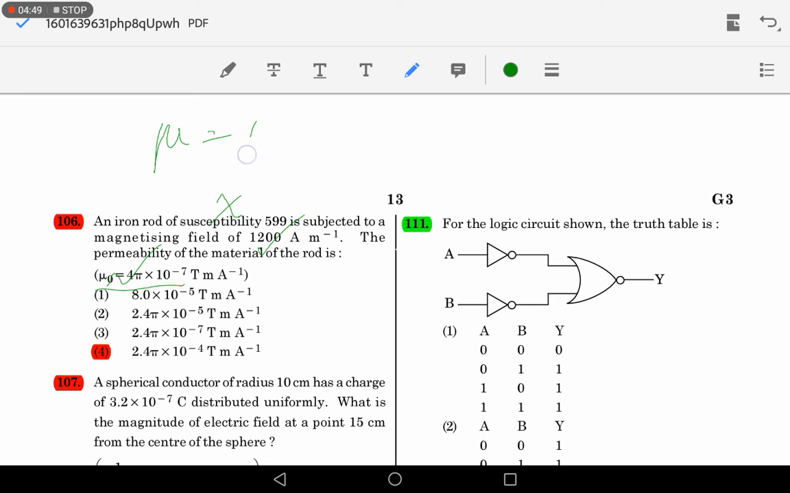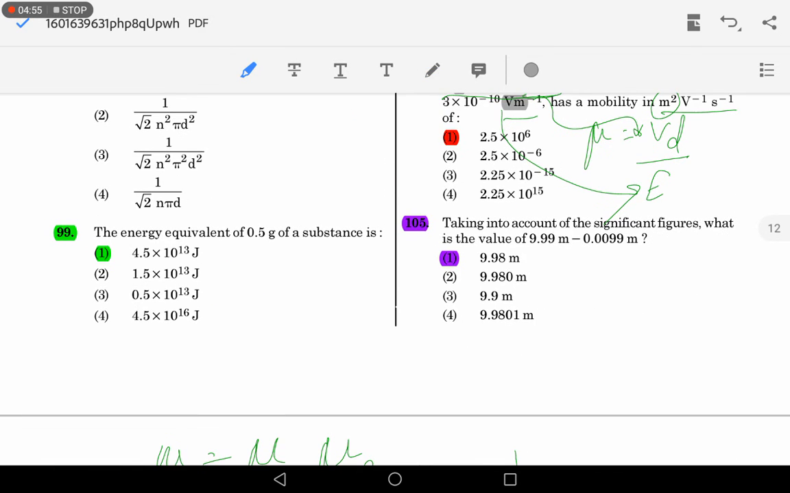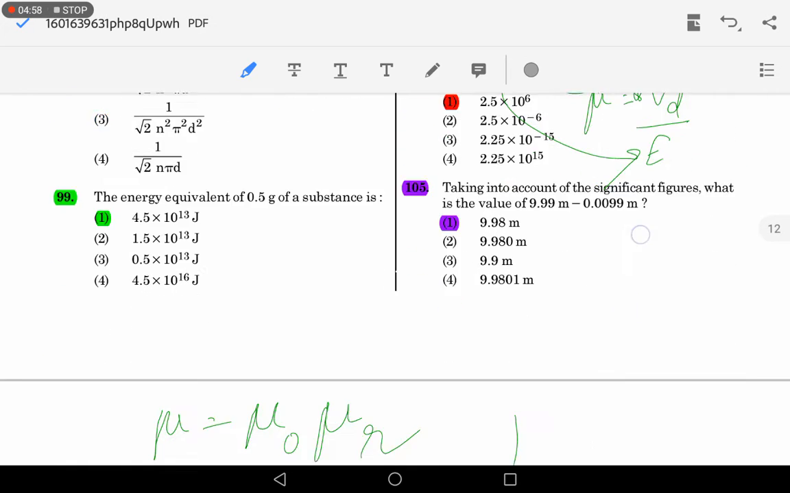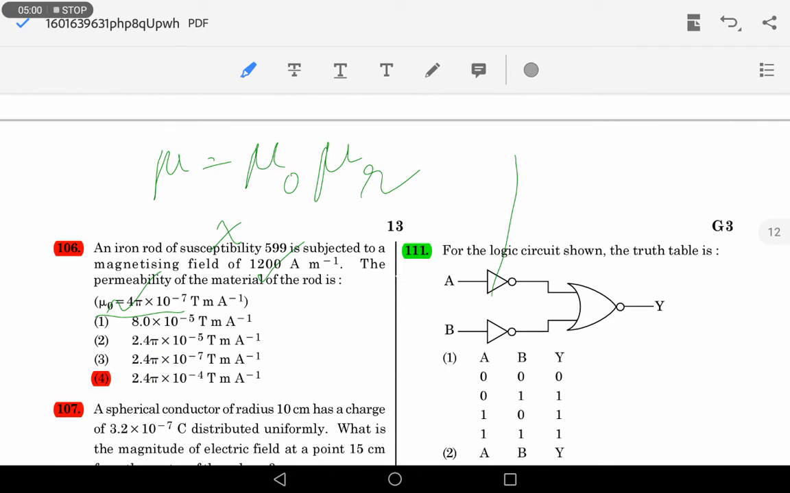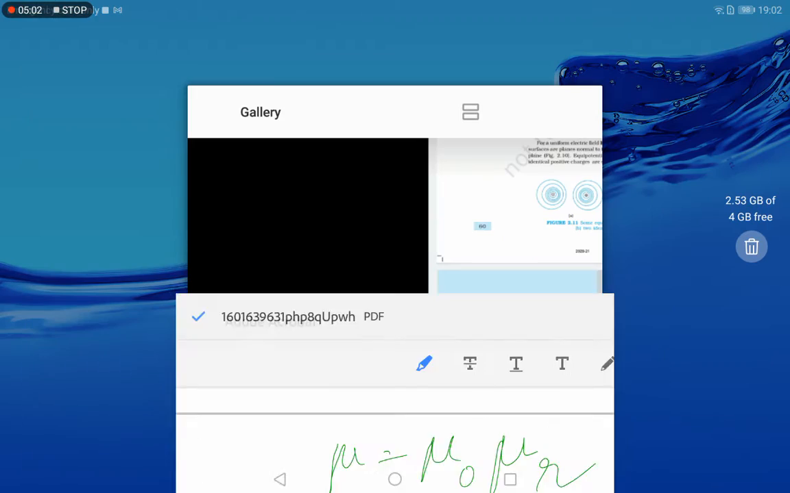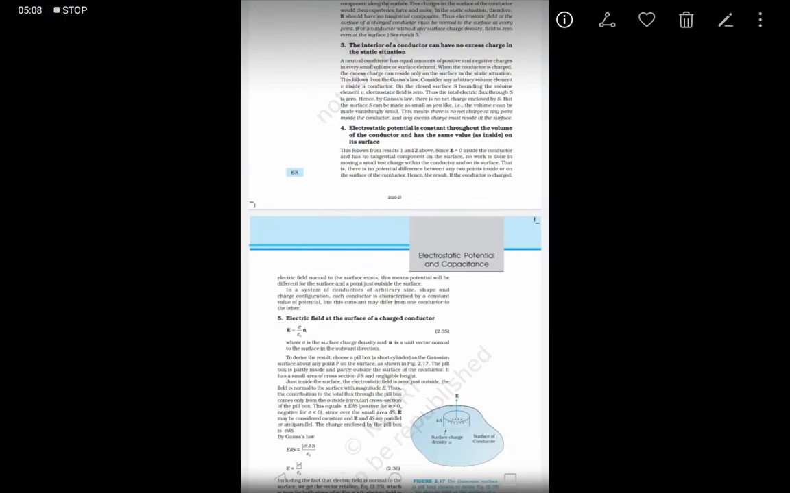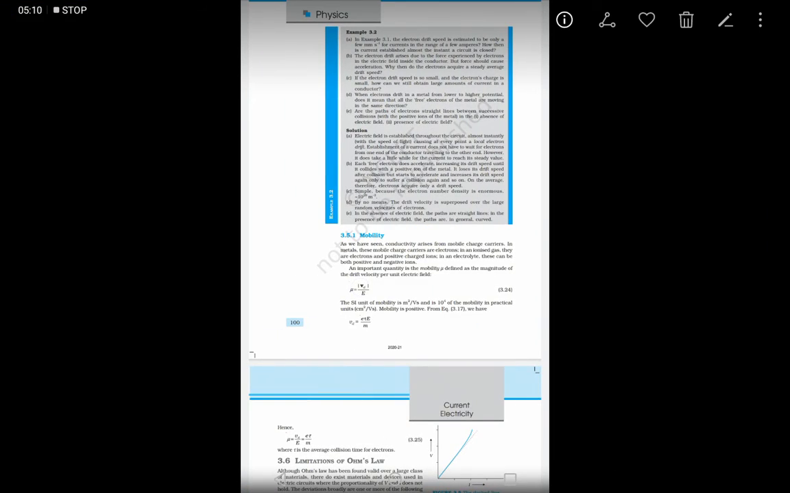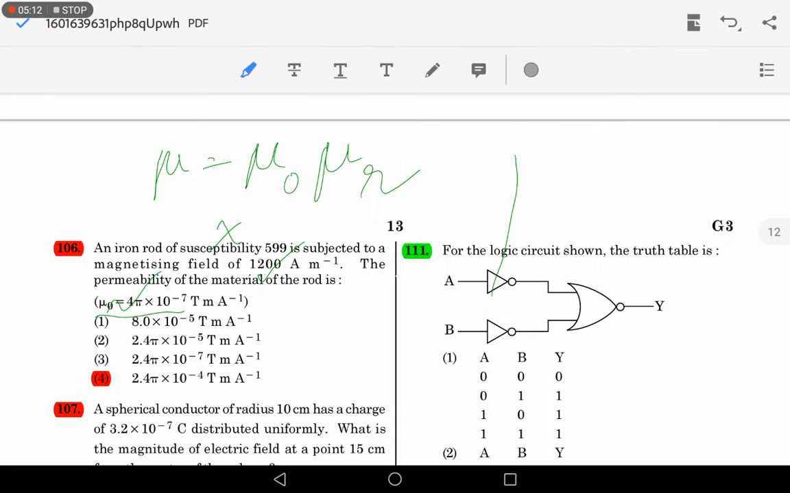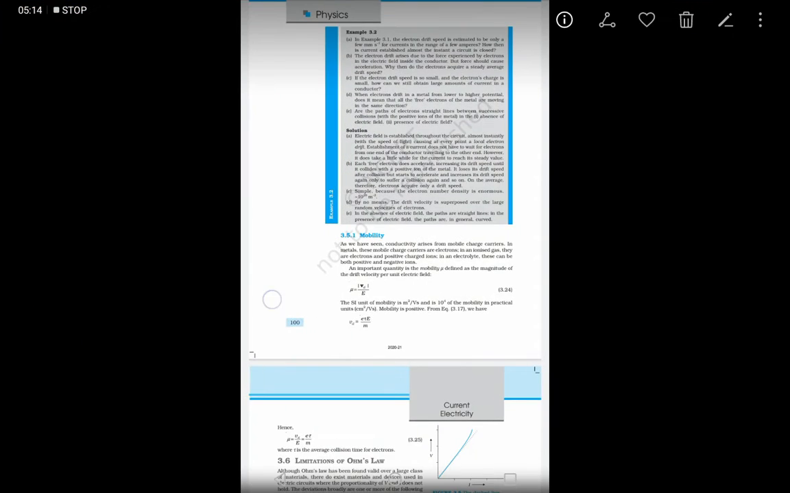In order to find mu equal to mu naught into mu r, relative permeability times mu naught is what we call as permeability of the material of the rod. I would also like to show you the formula mu equal to Vd by E from NCERT, page number 100. And even this formula is provided in the NCERT.